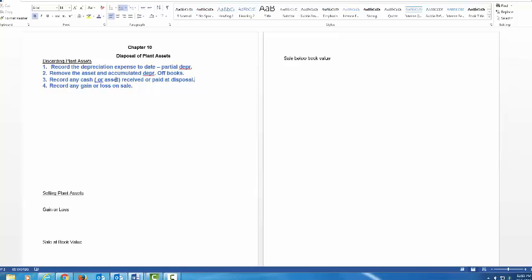So if you receive cash, you're going to debit it. If you paid out cash, that's going to be credit. Intended for that to be in red.